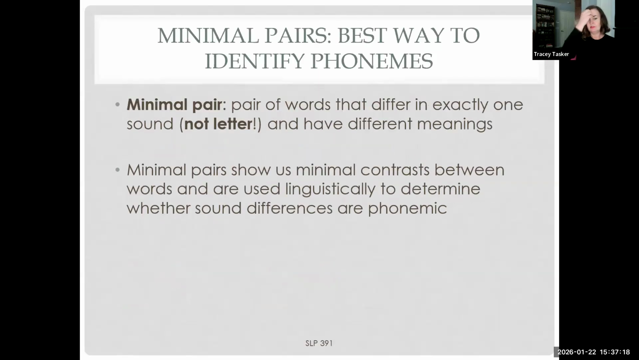All right, so we're going to switch gears from allophones now, and we're going to talk about how we really distinguish between different phonemes. So again, different sounds. Minimal pairs is really the way that we make the distinction between different sounds. Okay, they show us that if we change just one sound in a word, it changes the meaning.